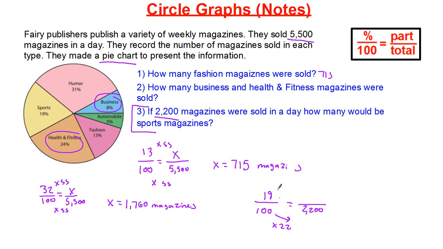Now we're going to multiply by 22 and then multiply by 22. So 19 times 22, x is equal to 418 magazines. All right, and that's it for now in terms of circle graphs.